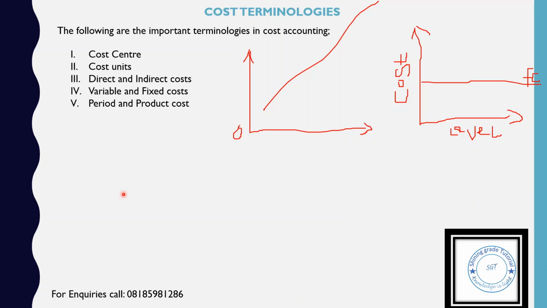But for product costs, what happens? They are charged to a particular activity during the period, and we use them and apply them in future valuations. So that is the difference between period cost and product cost.